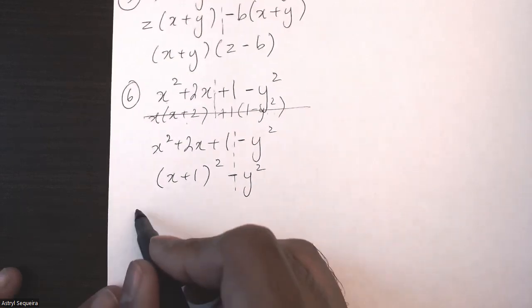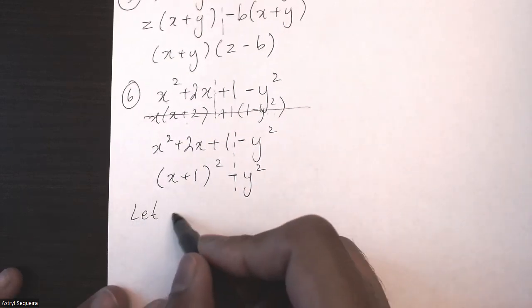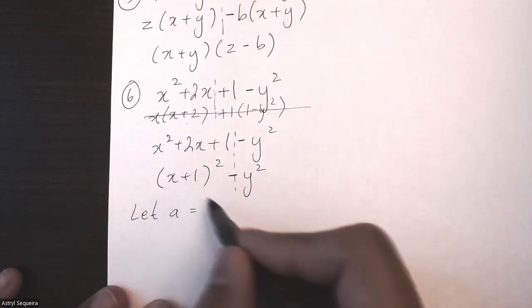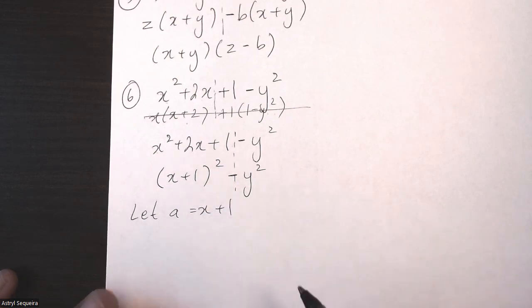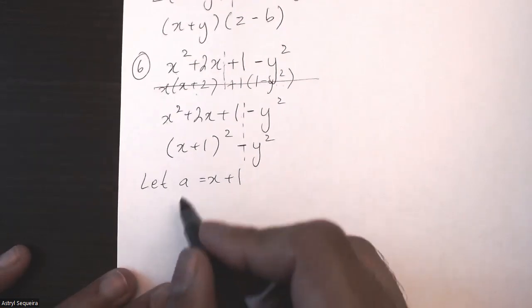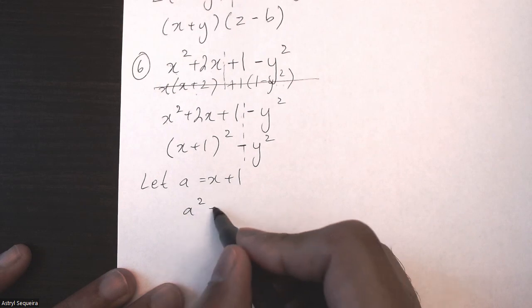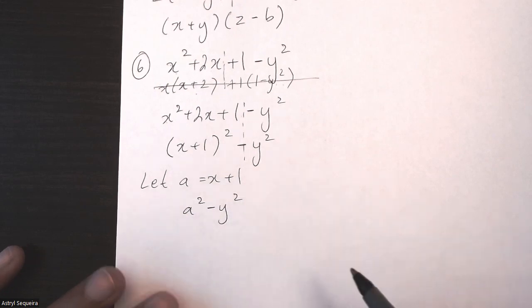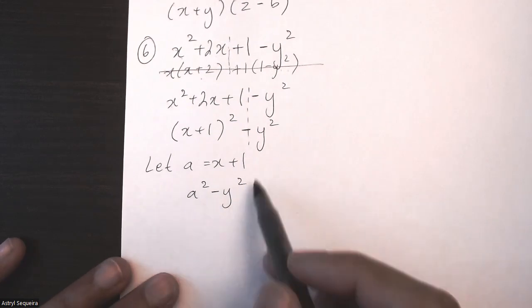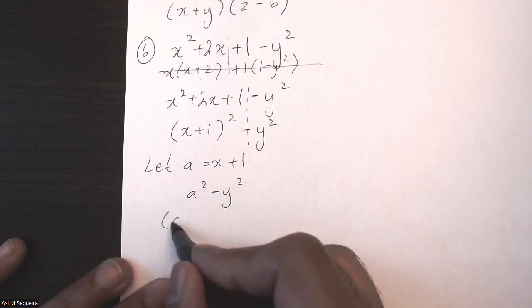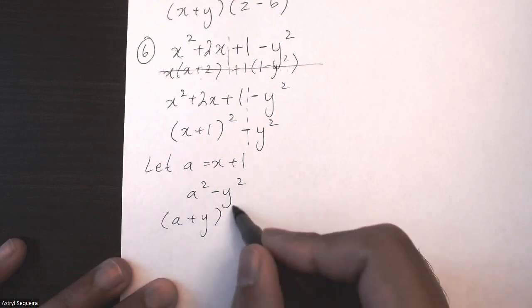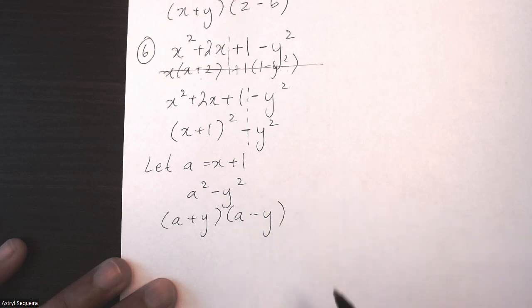It looks a bit complicated. So what you want to do is you may want to start by saying let a equal to whatever's in the bracket, x plus 1. And then we can rewrite this as a squared minus y squared. This is pretty easy to do difference of squares now. It's just a plus y times a minus y.